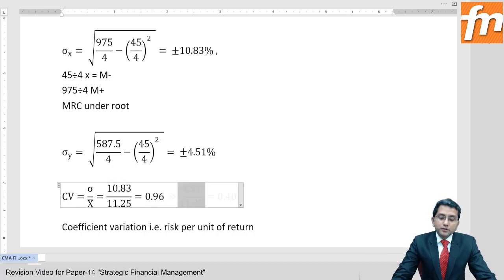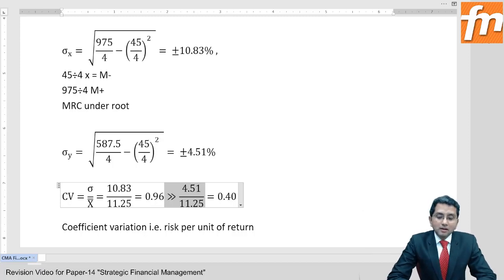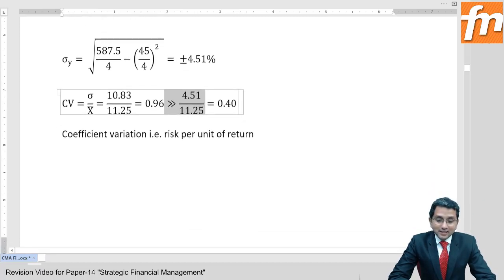And how do I calculate it for Y company? It is sigma upon x bar again, 4.51 upon 11.25. This is 0.40. This means in the DISCO share, for 1 rupee of return, 40 paisa of risk is to be taken. So obviously, the security with lower CV is a better security, because for each unit of return, you have to take lower risk comparatively, right?